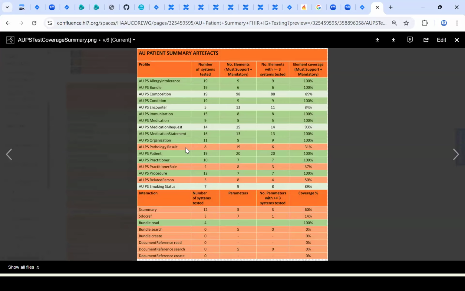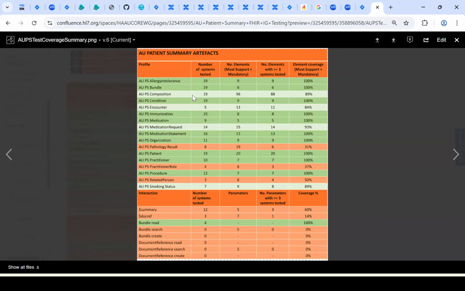So, looking at the list of the requirements that we're trying to track, and where we have coverage. We've got 100% coverage now of the must support and mandatory elements and the requirements across the majority of our profiles. That's all that dark green, or I'd call it sage, but let's just say the darker green. For the lighter green, we're still meeting our AFMM requirements, which is over 80%.